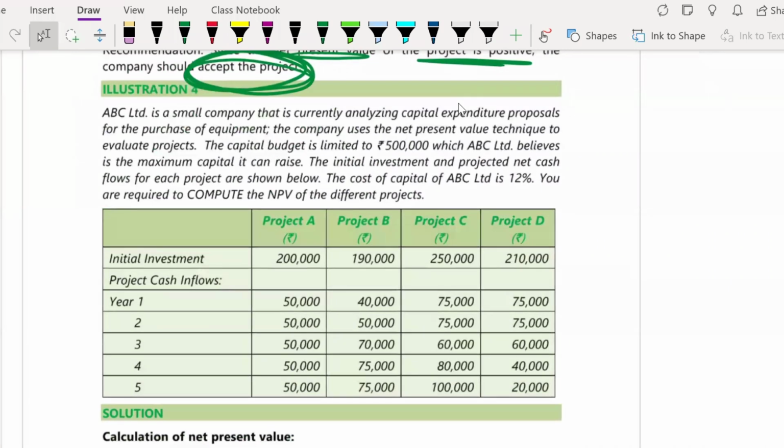Okay. Let's move on to illustration number 4. See, now once you understand the concepts, how quickly all the illustrations are running through. In 5 minutes, we have completed 3 illustrations already. So now let's move on to illustration number 4.